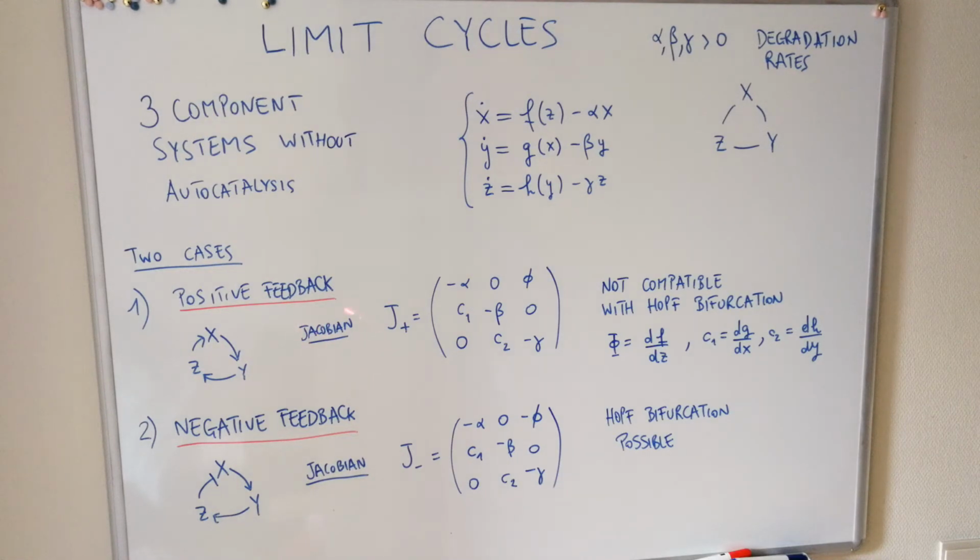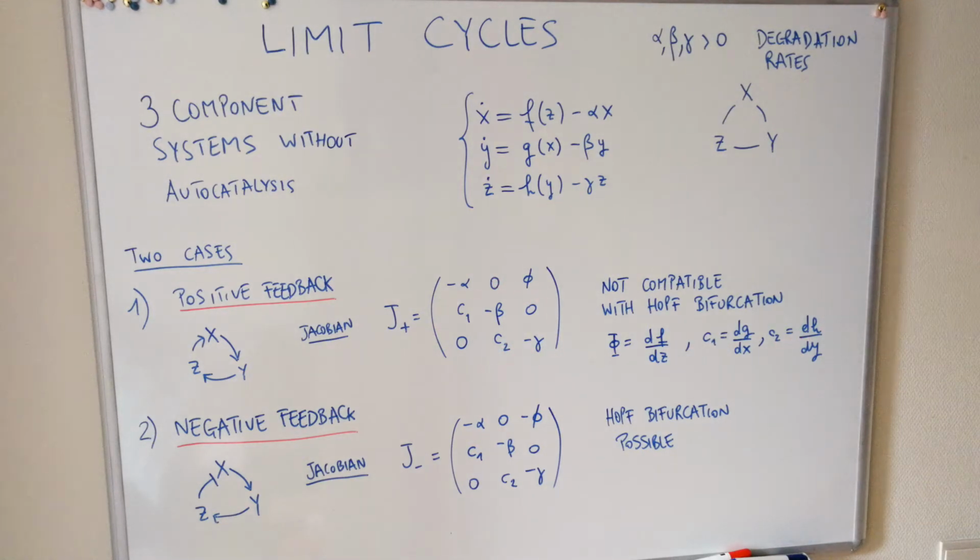Okay, in any case, let's consider this type of Jacobian, and I call it J plus. When I calculate the Jacobian from this set of differential equations, in the diagonal I have minus alpha, minus beta, minus gamma. In the off-diagonal terms, in the first row, if I look at the synthesis of x, I have no y, so the derivative with respect to y here is 0, and I have some phi, and phi is the derivative of f with respect to z. And c1, c2 are the derivative of g with respect to x and of h with respect to y.